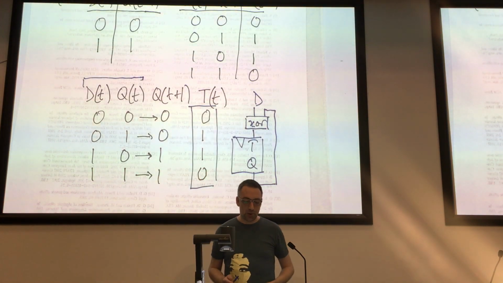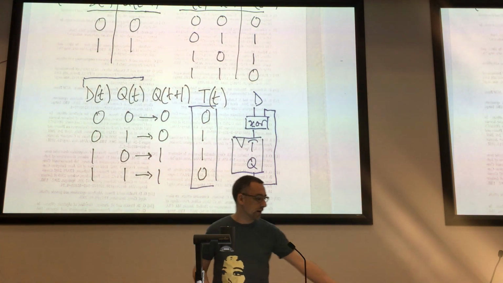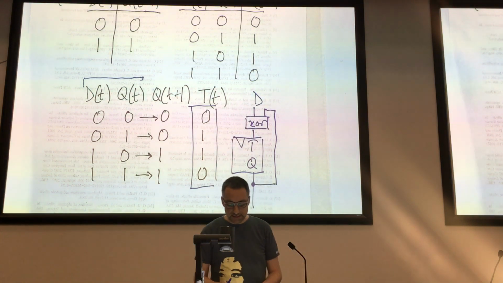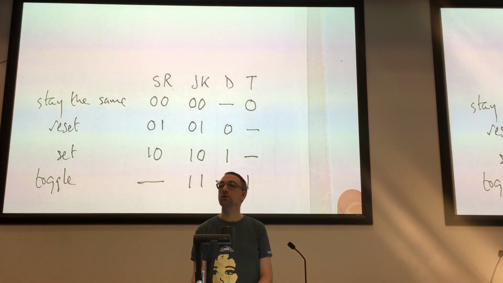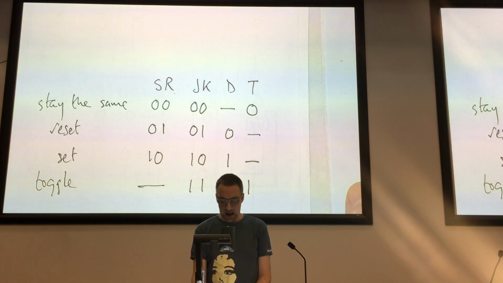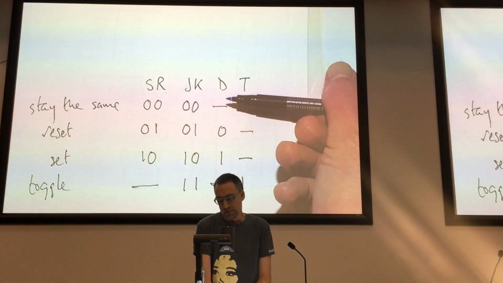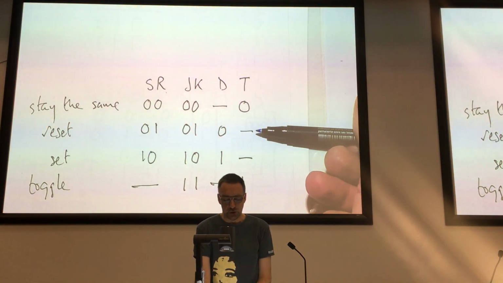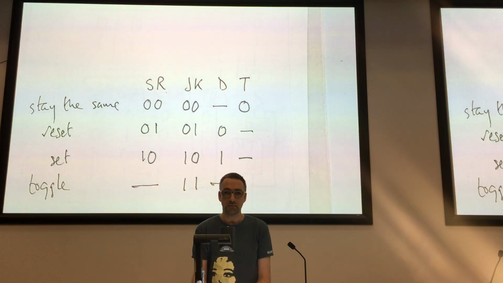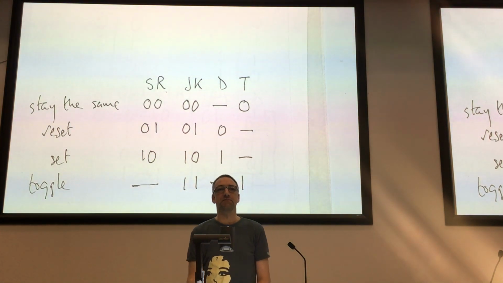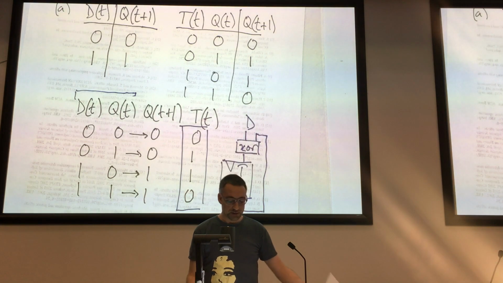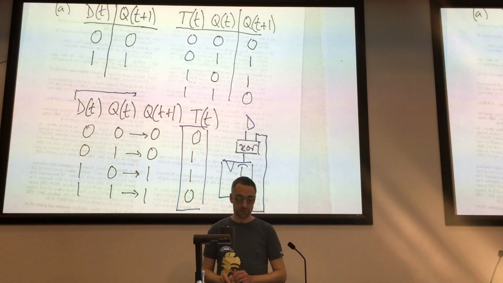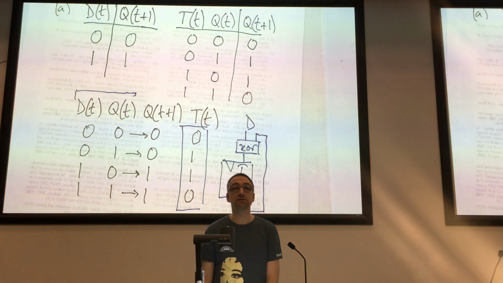So that's an example of what happens where we wanted to get the D behavior from a T flip-flop. We can't just send in the data, T doesn't natively do resetting or setting. But we can use logic to figure out whether it should toggle or not in order to behave like it's setting or resetting. So that's what's going on here. Okay, everybody fine so far?